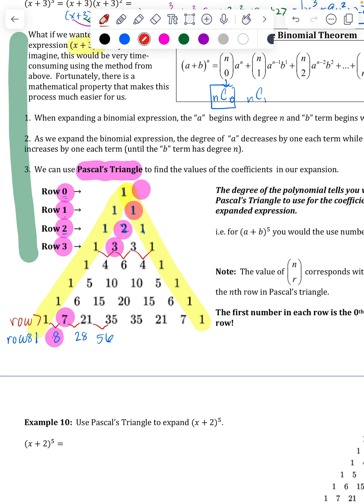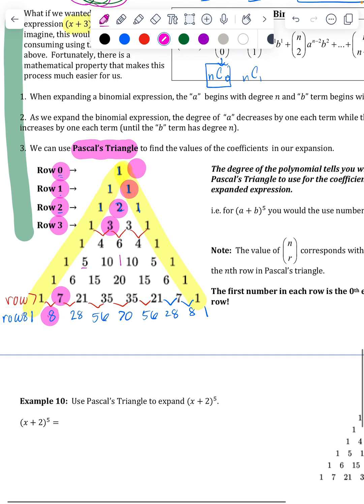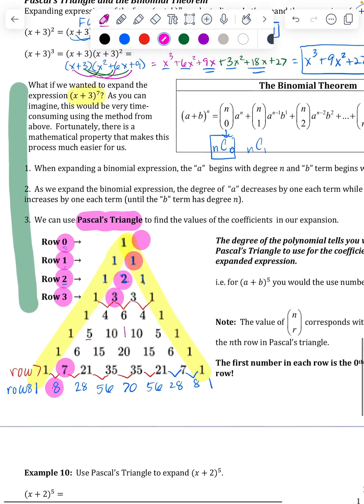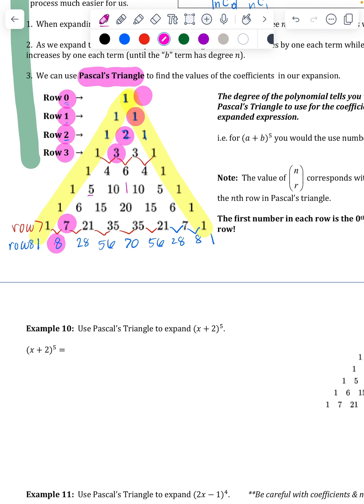You do have symmetry in this. Here we get a 70 in the middle. And then as we keep going, these next two numbers bring us back to 56. And then these two bring us to 28 again, and these two bring us to 8. And then we end with 1. So like I was saying, you'll see that they're symmetric. So for example, here in row 5, it goes 1, 5, 10, 10, 5, 1. There are a lot of patterns that we could get into, but what we're really doing right now is just using these numbers to help us expand binomials.